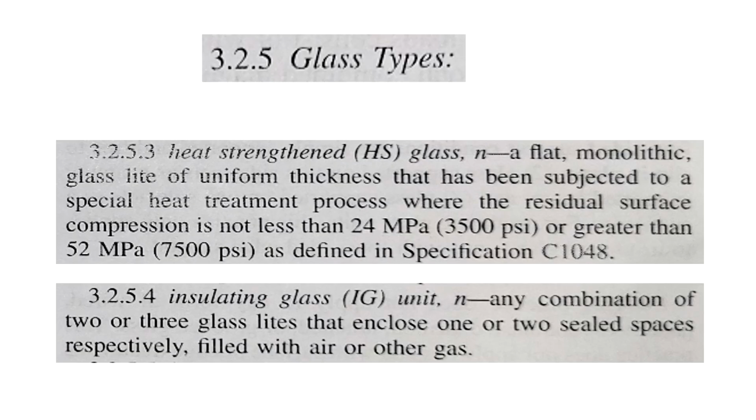Insulated glass, IG. Okay, so we have HS, heat strengthened, and IG, insulated glass: any combination of 2 or 3 glass lights that enclose 1 or 2 sealed spaces, respectively, filled with air or other gas. Okay, so we all know what insulated glass is. Double insulated could be 3 units, could be 3 panels. It says it could be 2 panels or 3 panels with spaces in between.